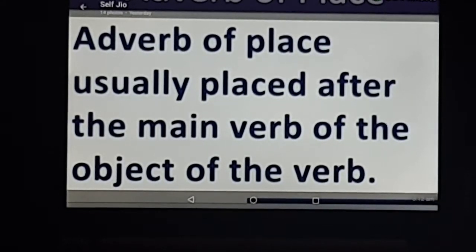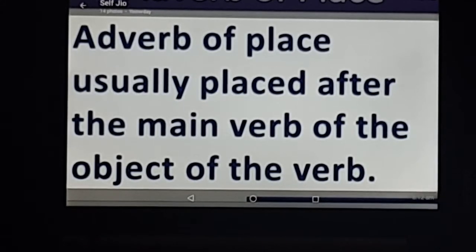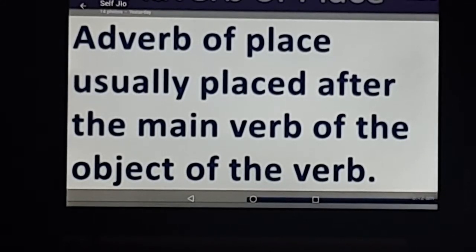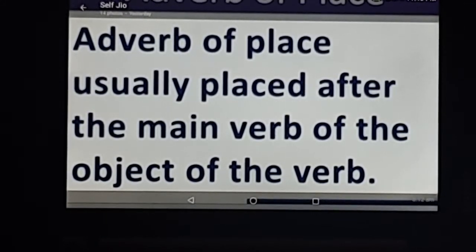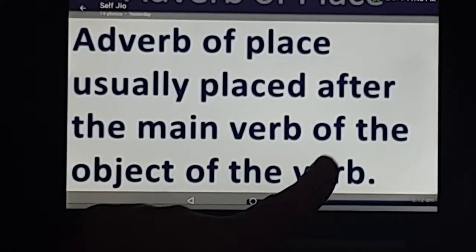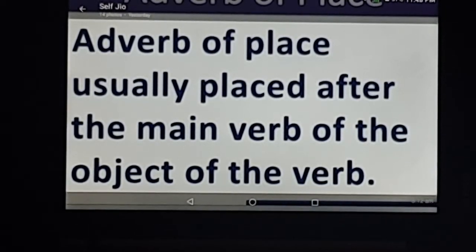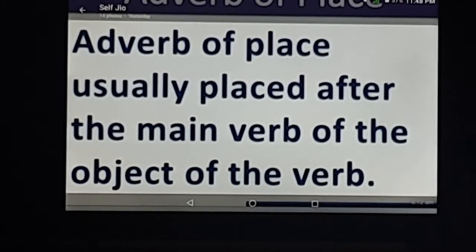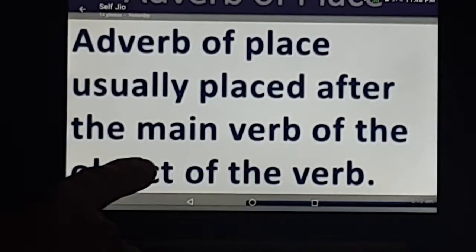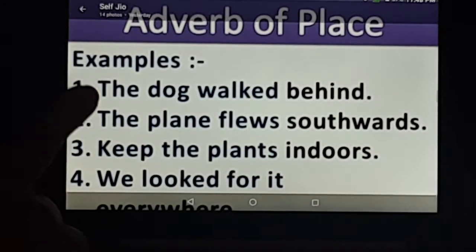They are also used after the main verb, or if there is an object in the sentence, then after that object. So here, "of" should be "or". Just read it as "or". It is a mistake there. So adverbs of place are usually placed after the main verb or the object of the verb. So how can that be proved with an example?